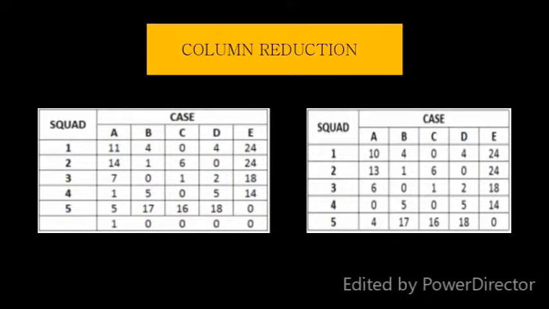So the next step is to apply column reduction. In column reduction, we will choose the smallest value in each column and subtract it from all the values in that column. So for example, for column 1, we can see that the smallest value is 1. Therefore, we will subtract 1 from all the values in column 1. We will repeat the step until we are done with all the columns. So the right table represents the resulting table.